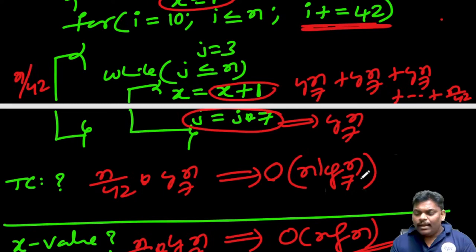i plus 42 means i is equal to i plus 42. i is always incrementing by 42, so the i loop is n by 42. j is always multiplying by 7, so it is log n base 7.